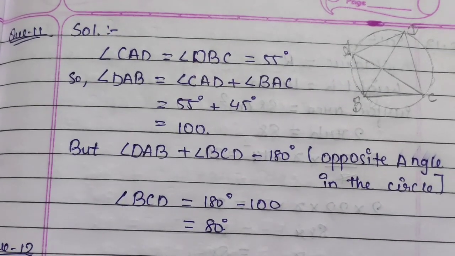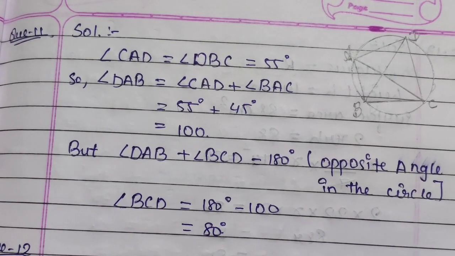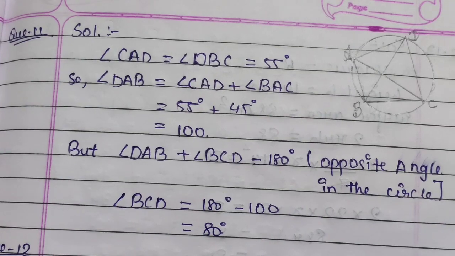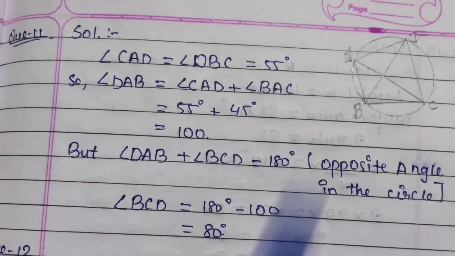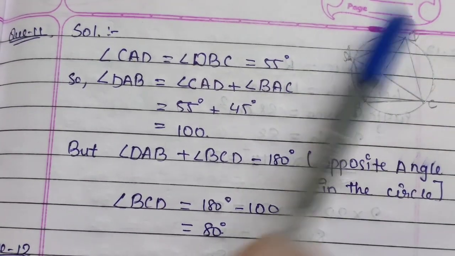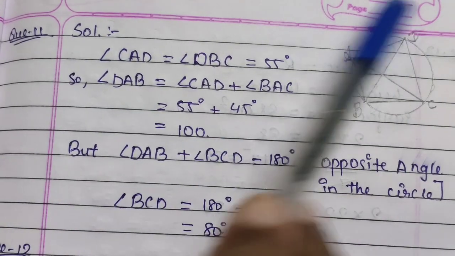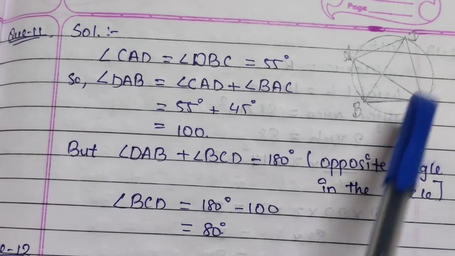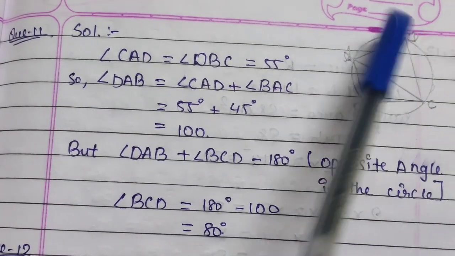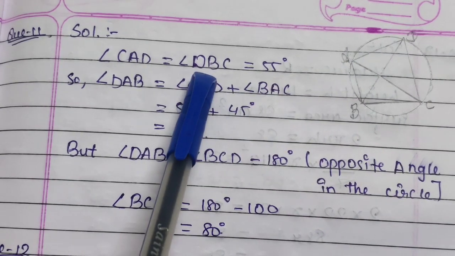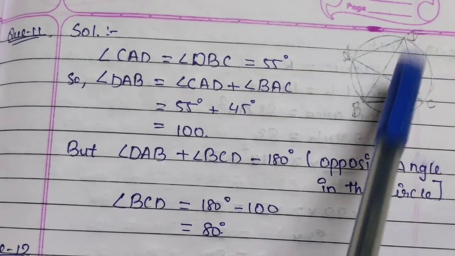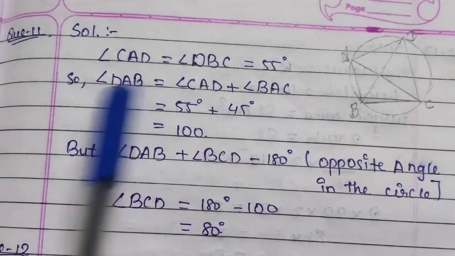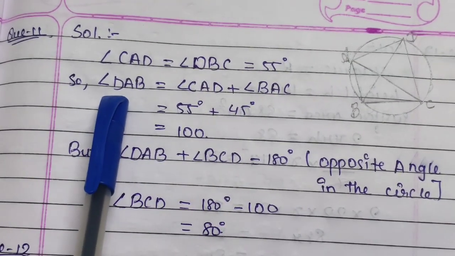Now question number 11. We have to find BCD from the given figure, and some angles are given in the figure. You can see this is the figure. A, B, C, D are on the circle. Here CAD is given. CAD is equal to 55, and DBC is also 55. So first of all we have to find DAB.